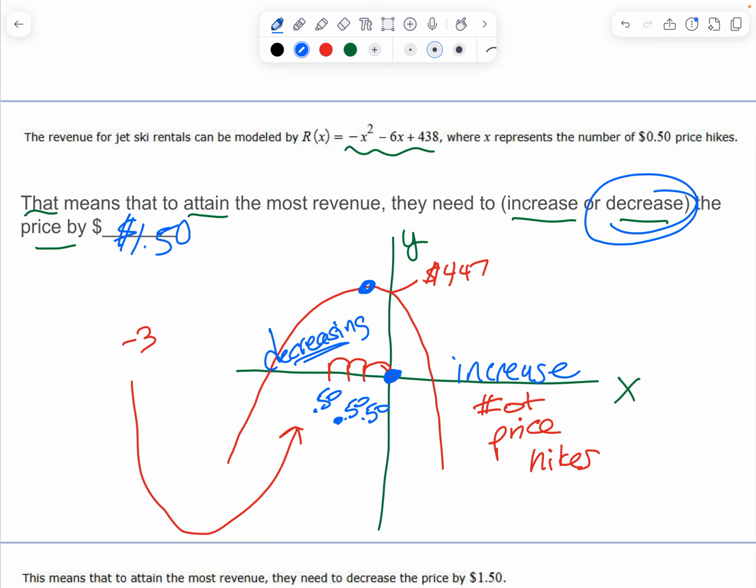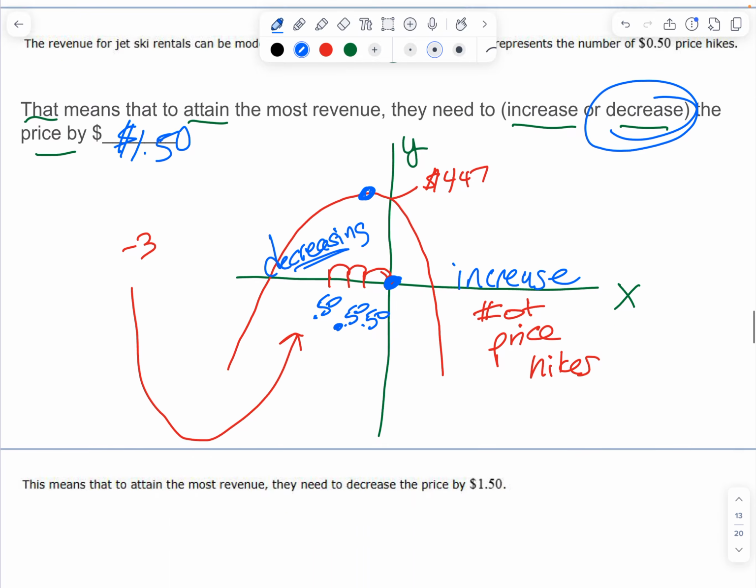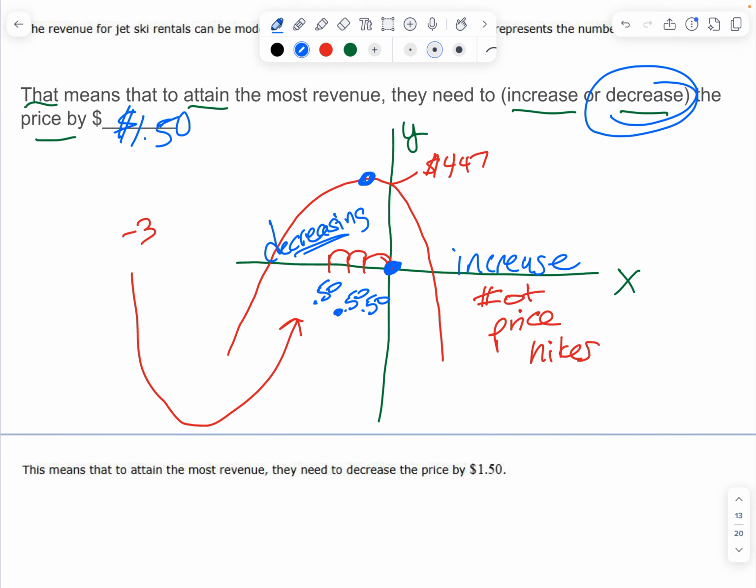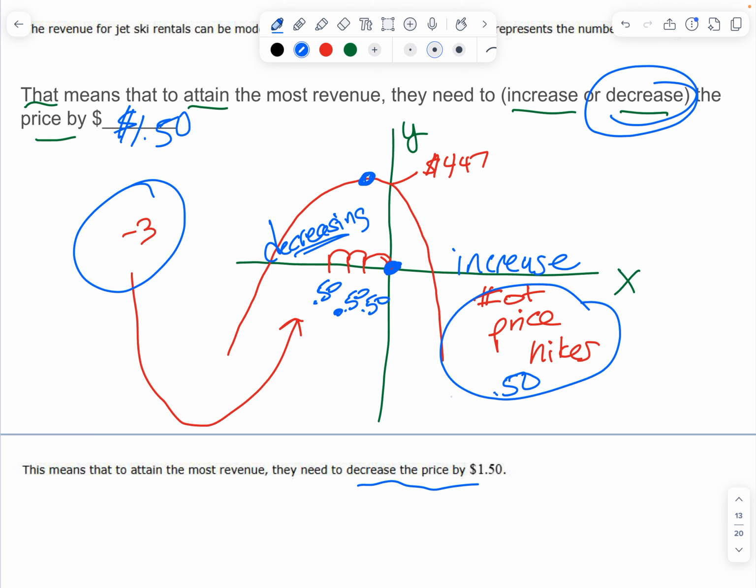Okay, so hopefully that makes sense. Let's see if we got that right. Yes, they need to decrease their price by $1.50. Okay, and that's 3 hops down. Remember, X is just the number of price hikes, and the price hikes are 50 cents each. So 3 jumps down would be $1.50.